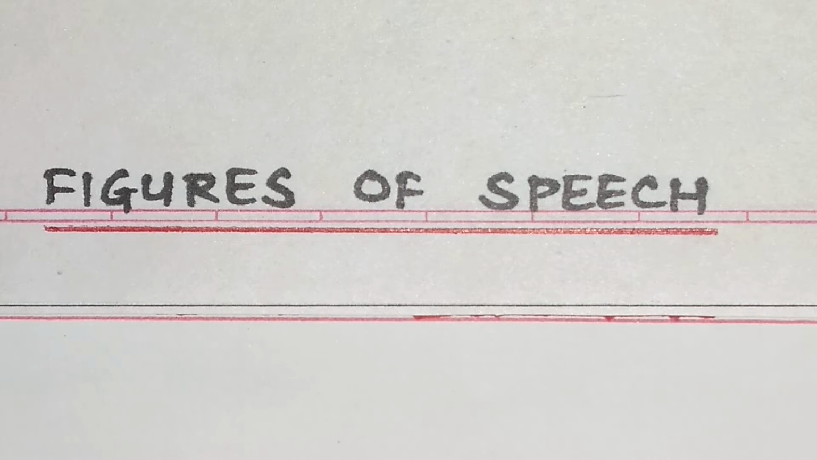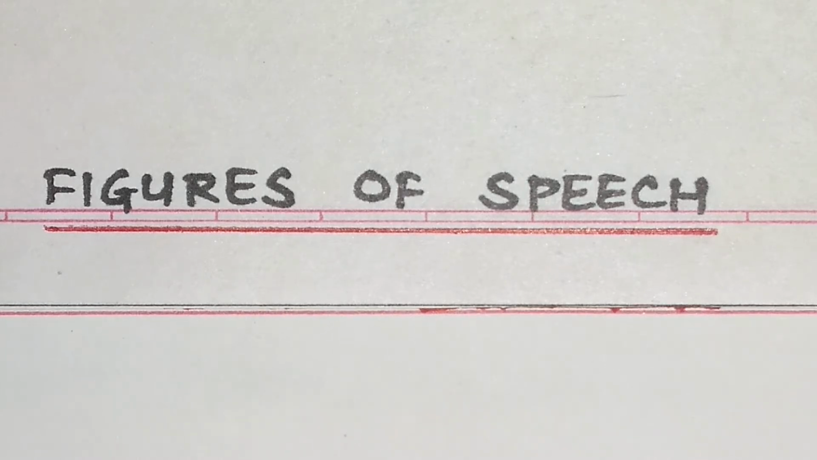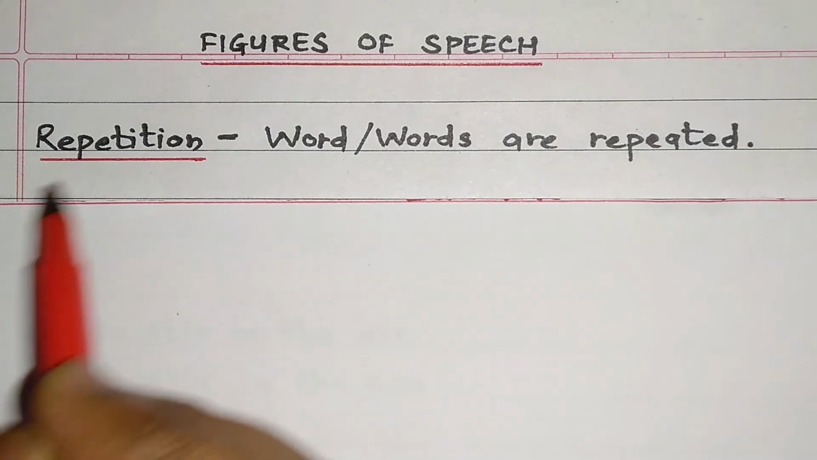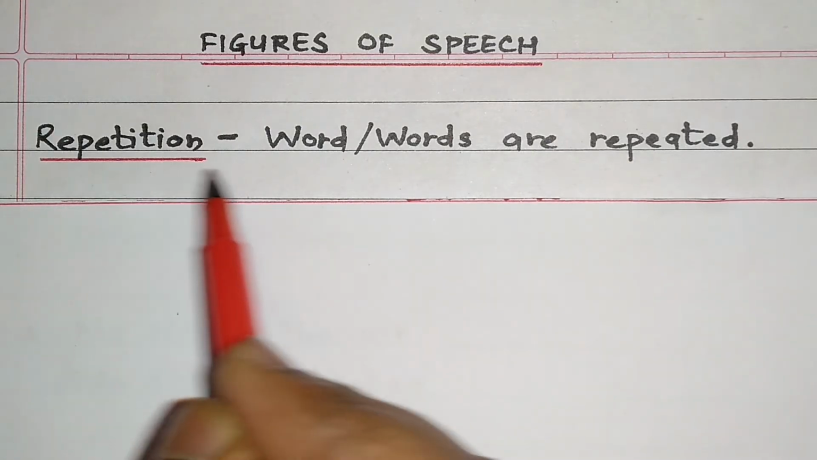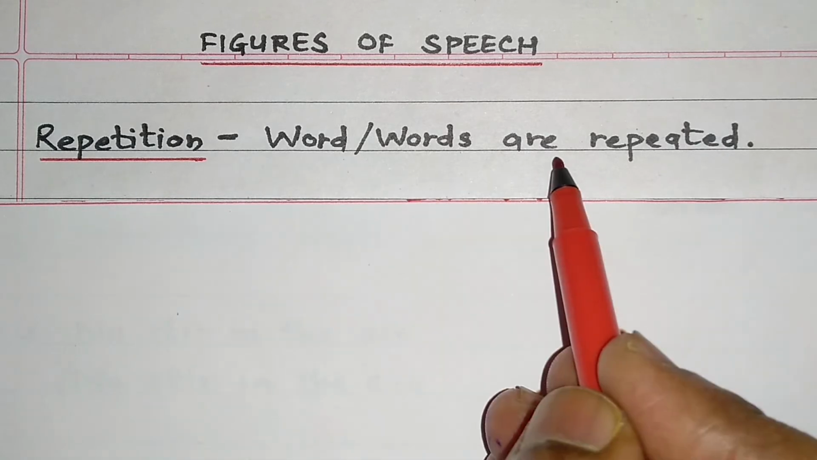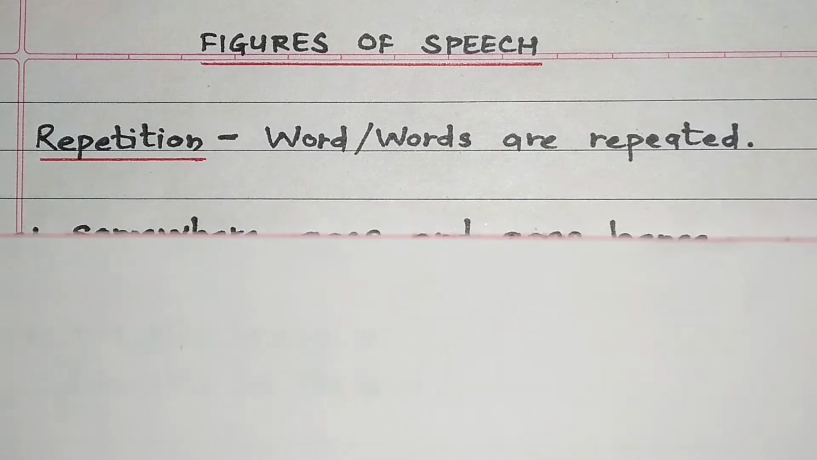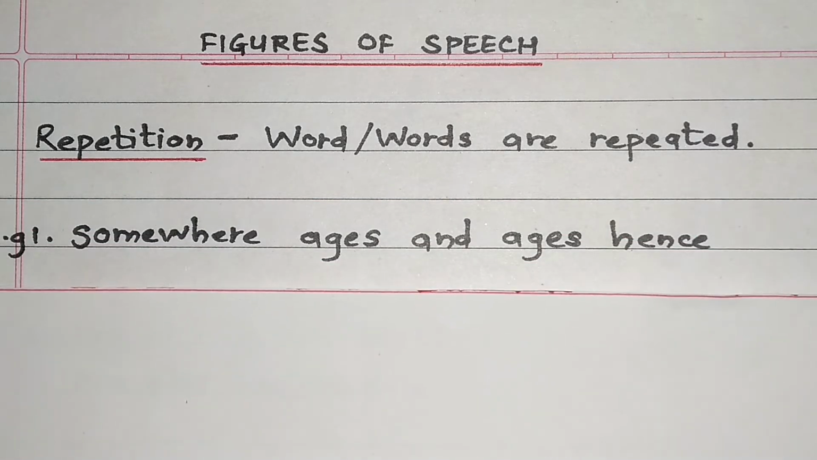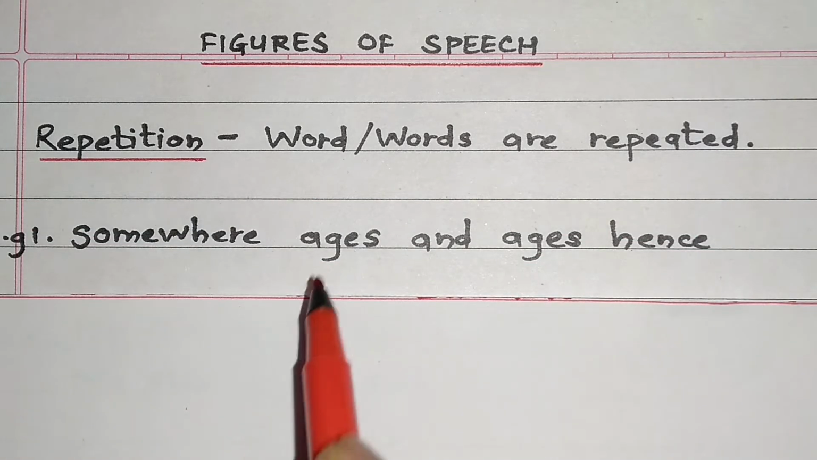Today we will do part 4 of the video series on figures of speech. In this video we will learn about repetition, inversion and onomatopoeia. So let's begin. The first figure of speech is repetition. Here one word or more than one word are repeated. For example, somewhere ages and ages hence.